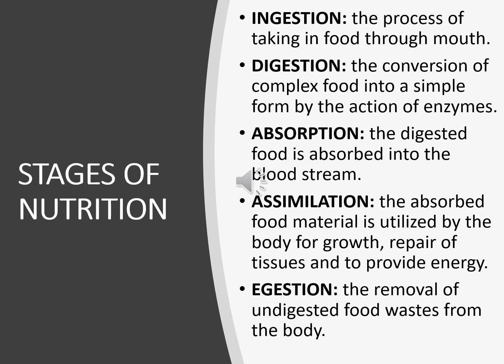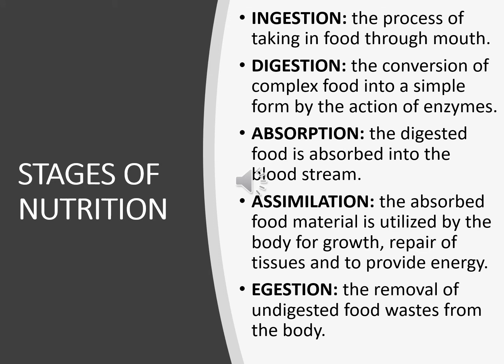The second step is digestion. The conversion of complex food into a simple form by the action of enzymes is known as digestion. Why is it required to convert the complex food into simpler form? Because absorption of the nutrients cannot take place if the complex food materials are not transformed into simpler forms by the action of enzymes. The third step is absorption.